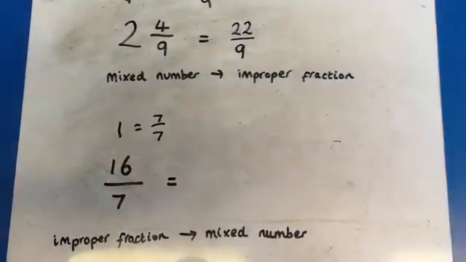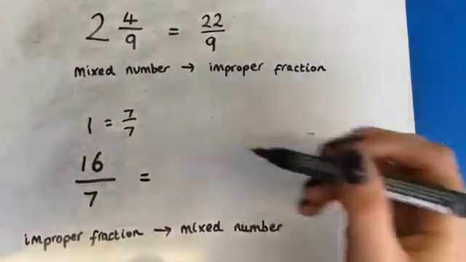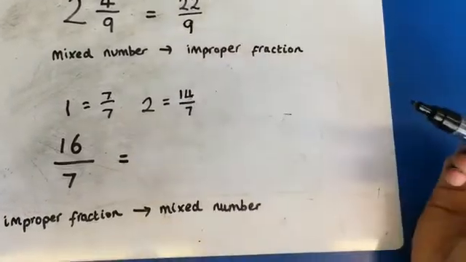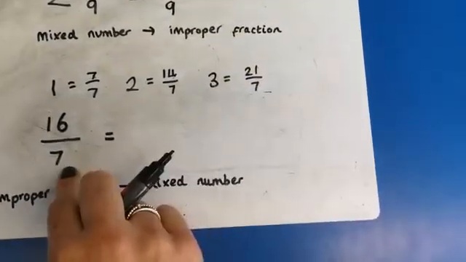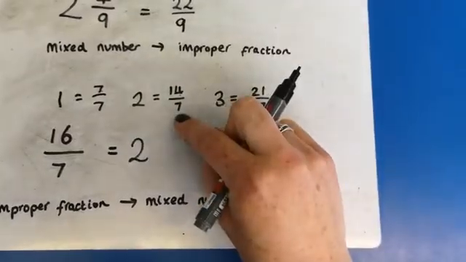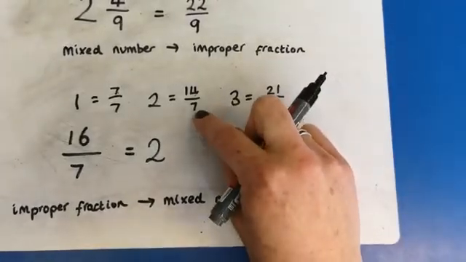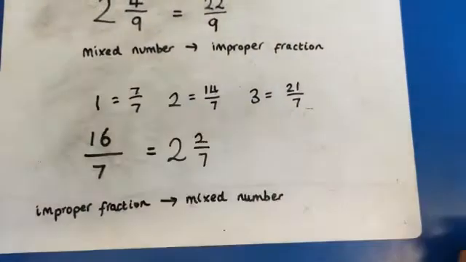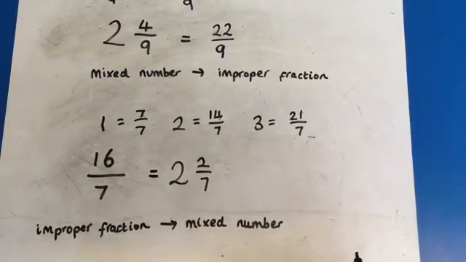I've got 16 sevenths, so I need to think about my 7 times table. 1 whole one would be 7 sevenths. 2 whole ones would be 14 sevenths. 3 whole ones would be 21 sevenths, and that's too many because I've only got 16 sevenths. So I know I've got 2 whole ones, which equals 14 sevenths. And then I count up to how many I have got. So 2 whole ones is 14 sevenths, so I've got an additional 2 sevenths to make it up to 16 sevenths. So 16 sevenths is 2 whole ones and 2 sevenths.